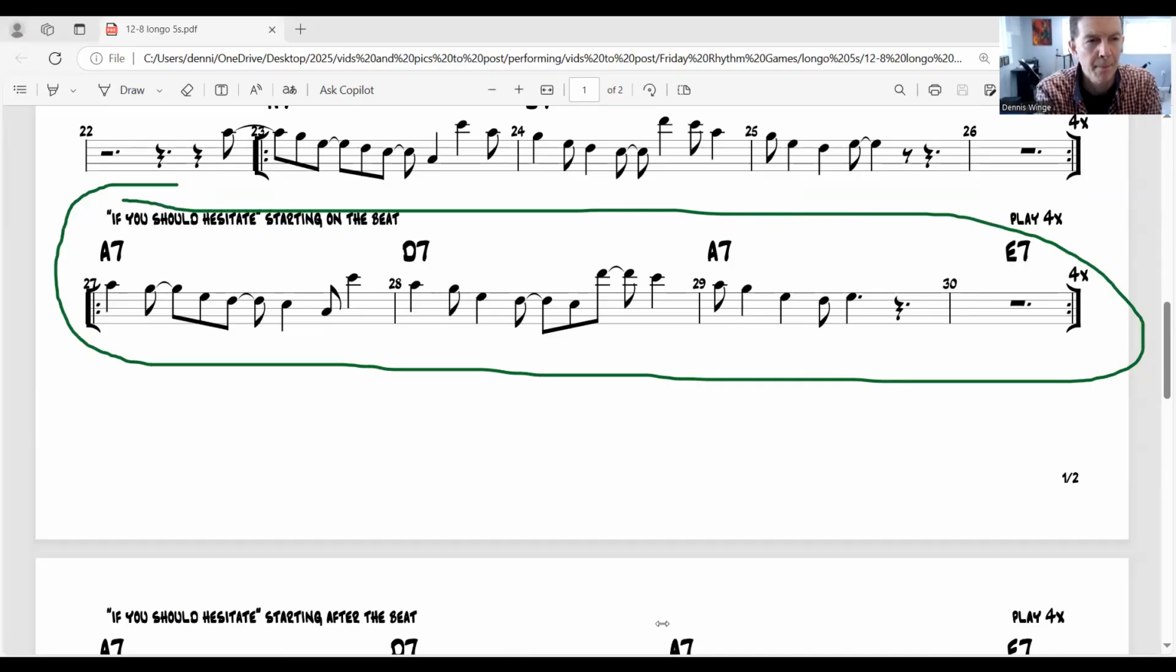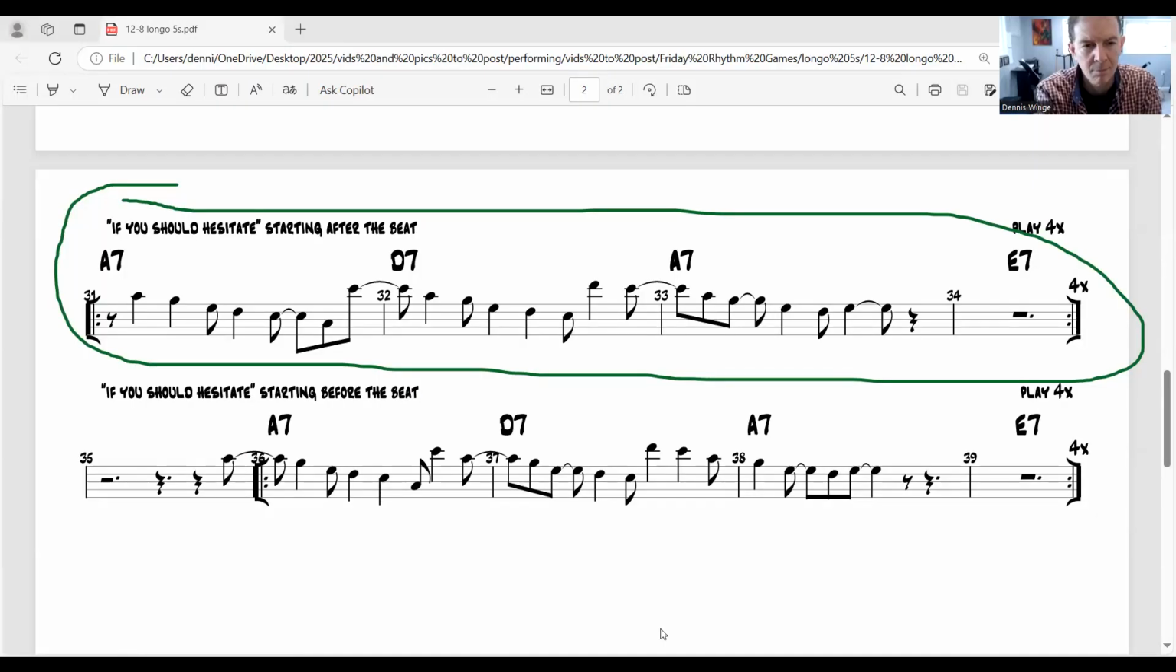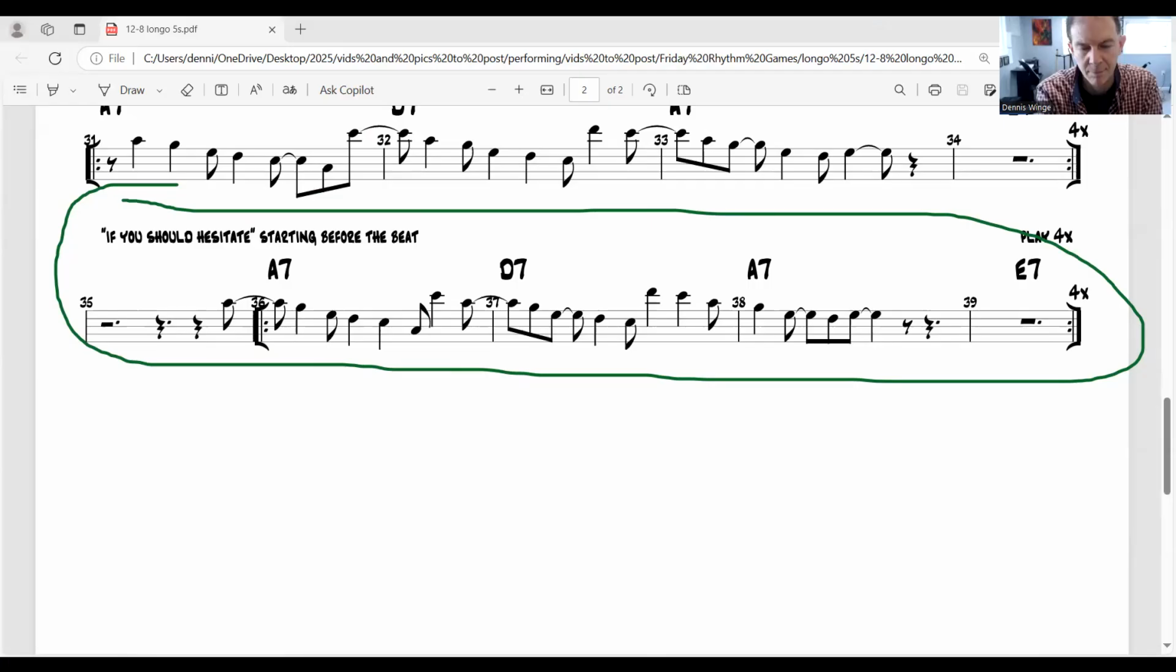1 and a 2 and a 3 and a 4 and a if you should hesitate. If you should hesitate. Da. Now after the beat. 1 and a 2 and a 3 and a 4 and a 1. If you should hesitate. Da. Now before the beat. 1 and a 2 and a 3 and a 4 and if you should hesitate. If you should hesitate.